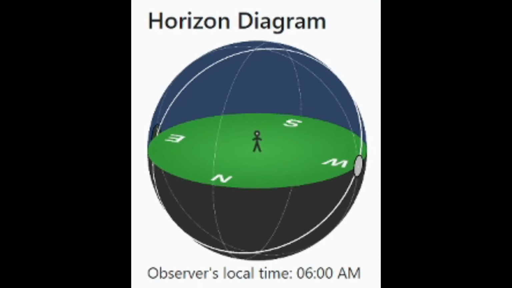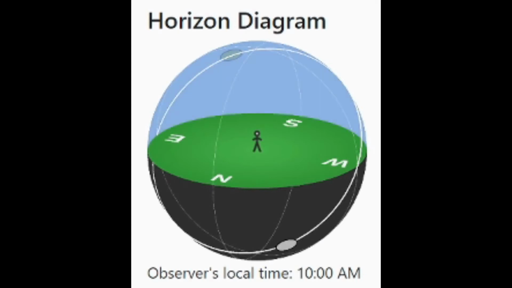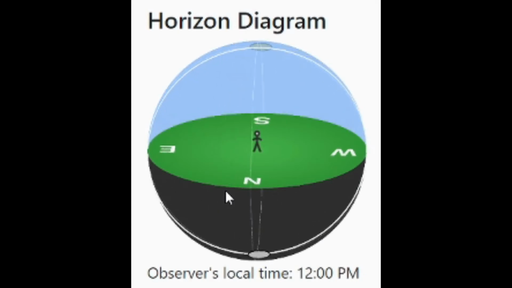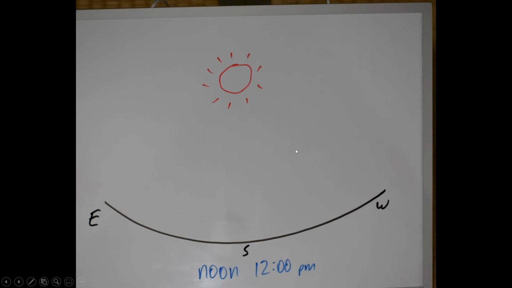Okay, now let's move to 12 p.m. It's 12 p.m. The sun is high in the sky. And we can also represent that in a drawing like this. As we can see, the sun is high in the sky, and we're facing south.